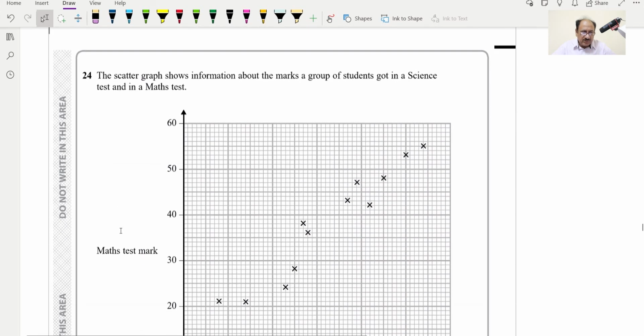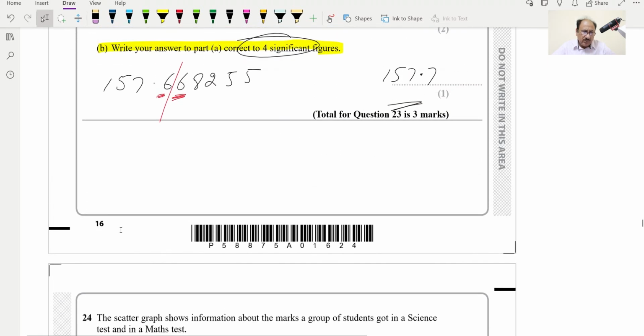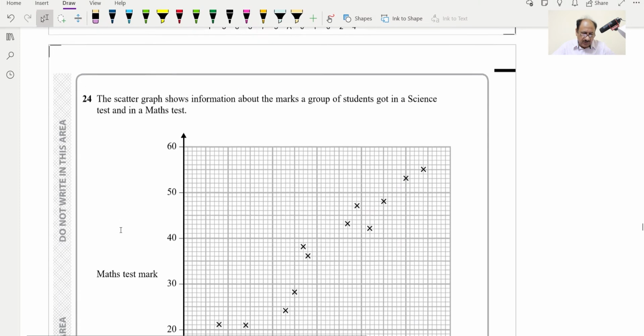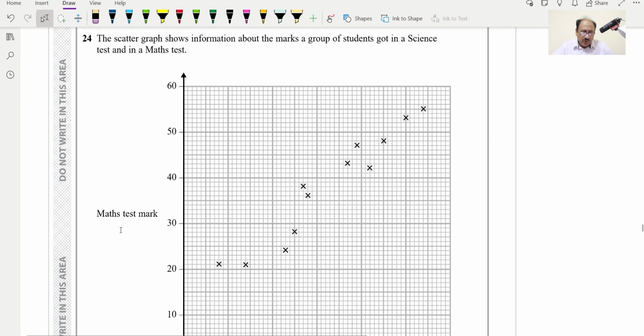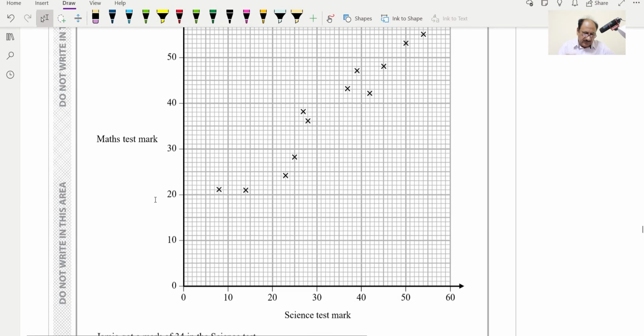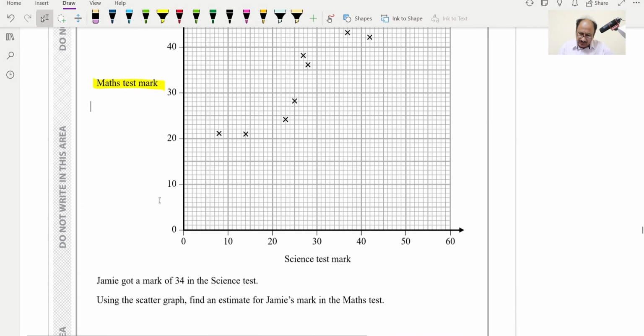Now next is question number 24. It says the scatter diagram shows information about the marks a group of students got in a science test and in a math test. So the math test marks are on this side and the science test marks are on this side. Jamie got a mark of 34 in the science test. Using the scatter diagram, find an estimate for Jamie's mark in the math test.